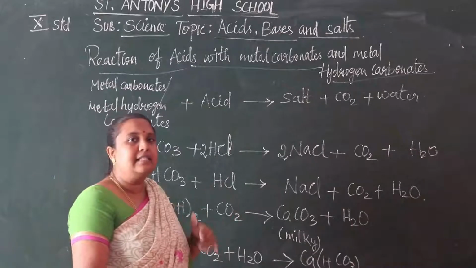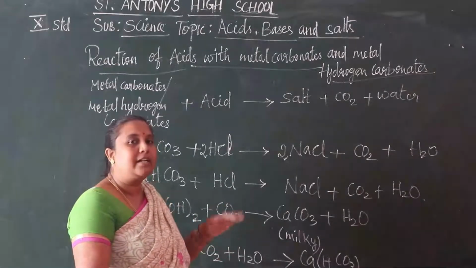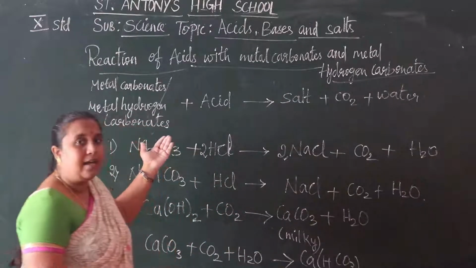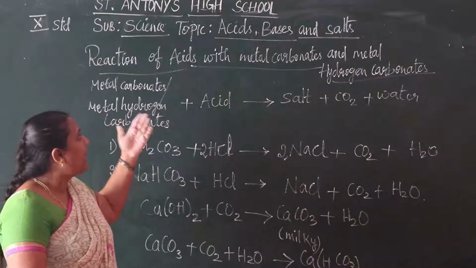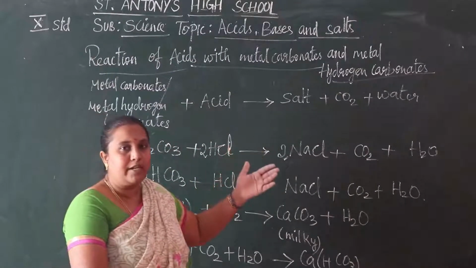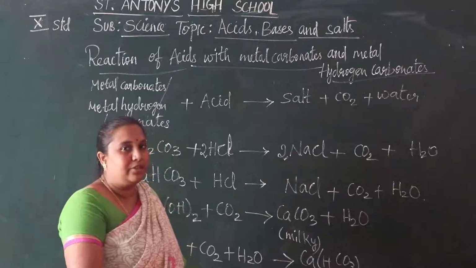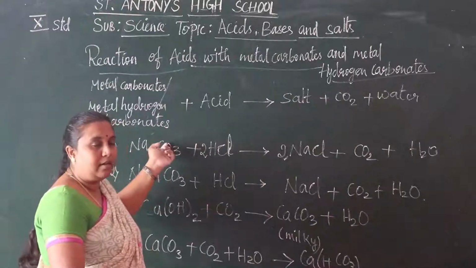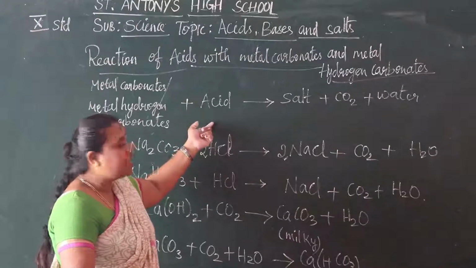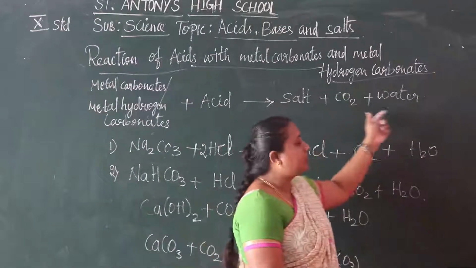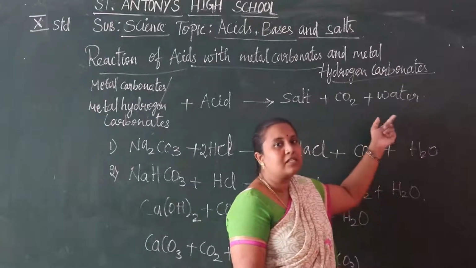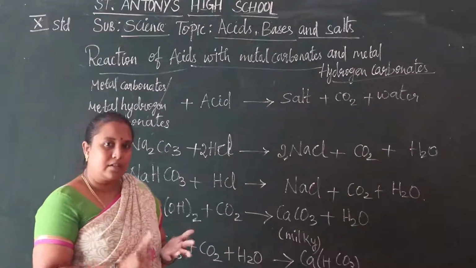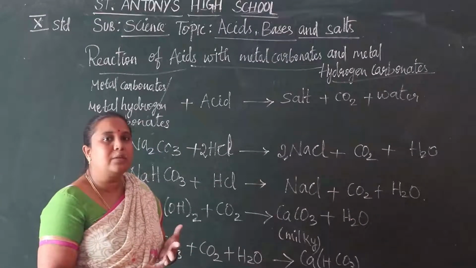Here these are the reactions. Explain how acids react with metal carbonates or metal hydrogen carbonates. That is the question that should be asked. To explain the reaction of acids with metal carbonates and metal hydrogen carbonates, you should first write the general formula. Metal carbonates or metal hydrogen carbonates react with acid. It gives salt plus carbon dioxide plus water.